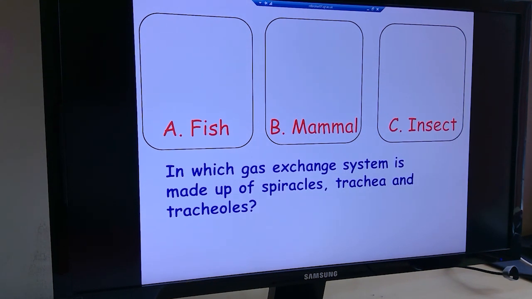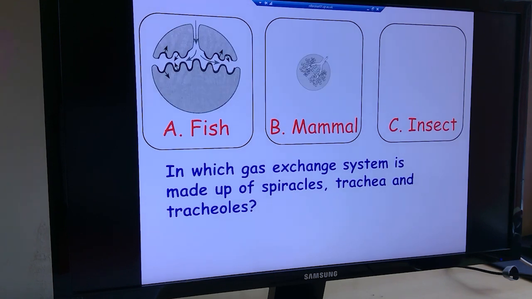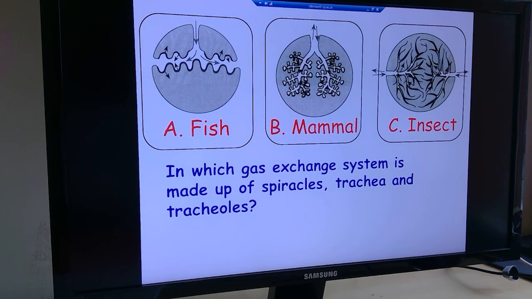Which gas exchange system has the spiracles, trachea and the tracheoles? We should be picking straight away for that one, the insect.